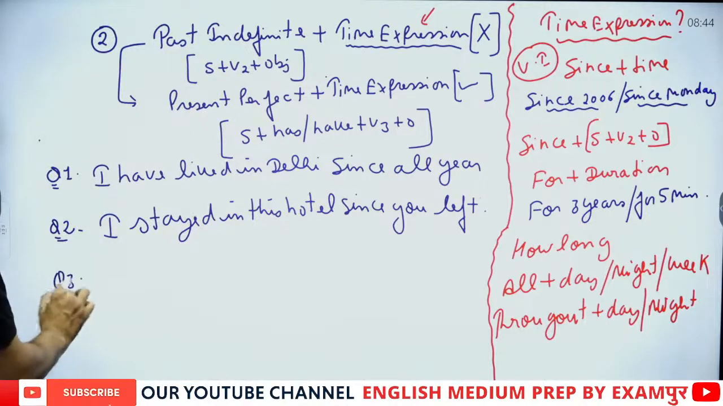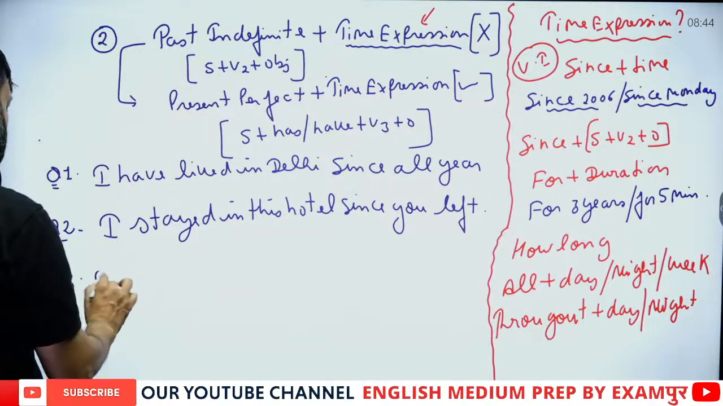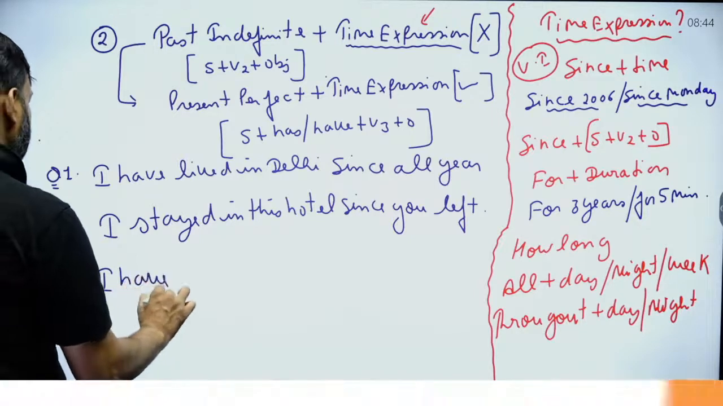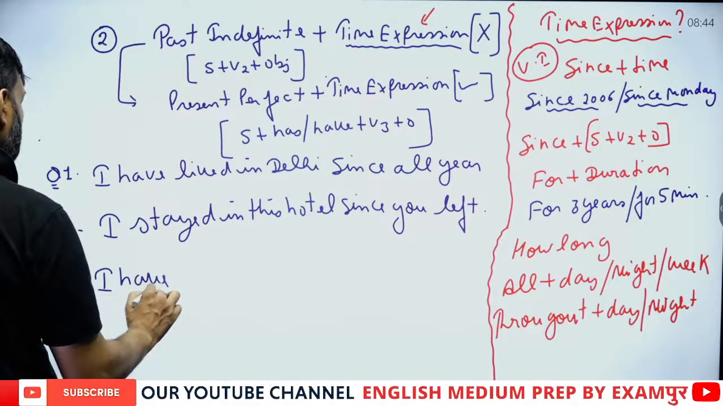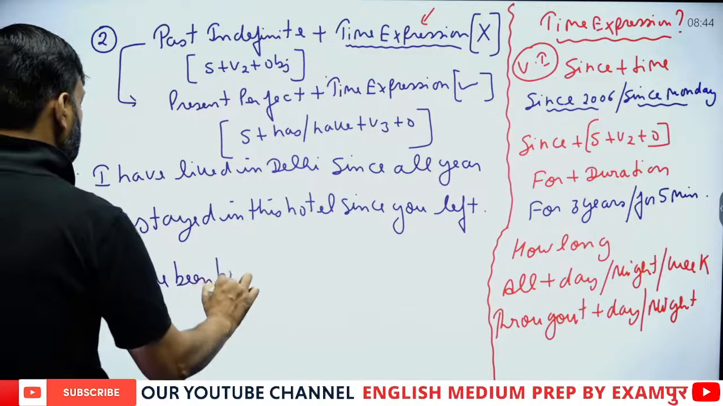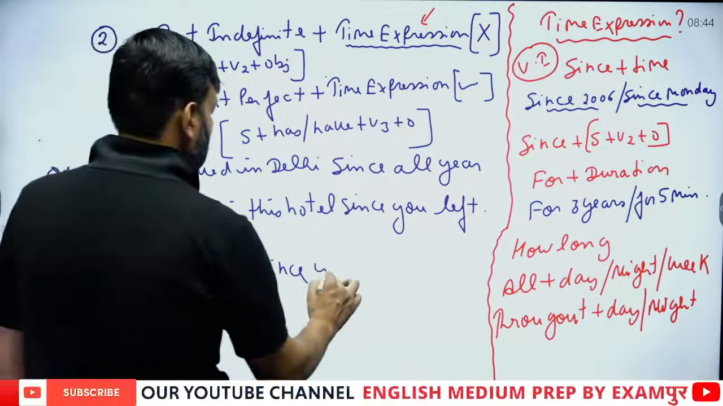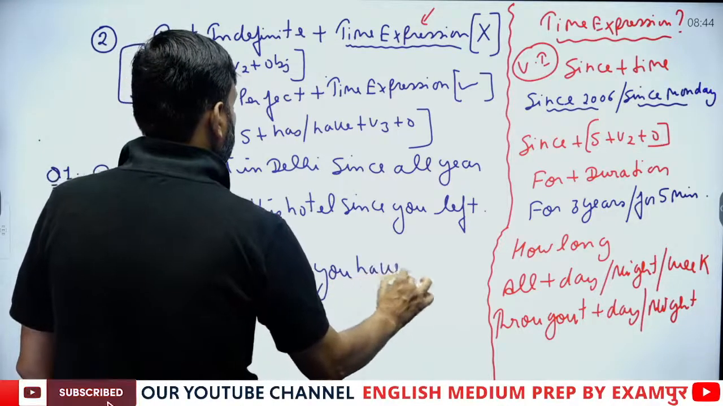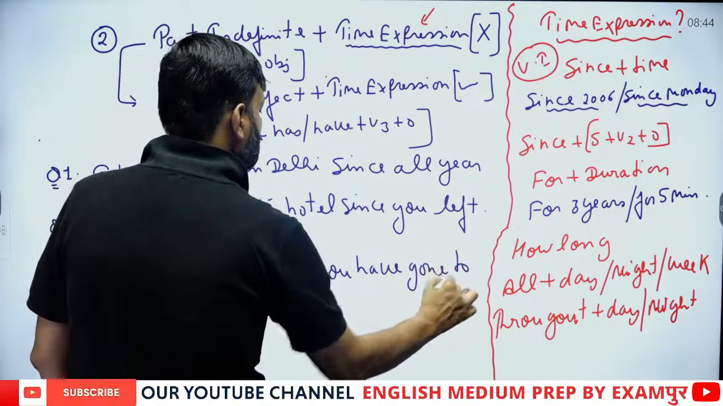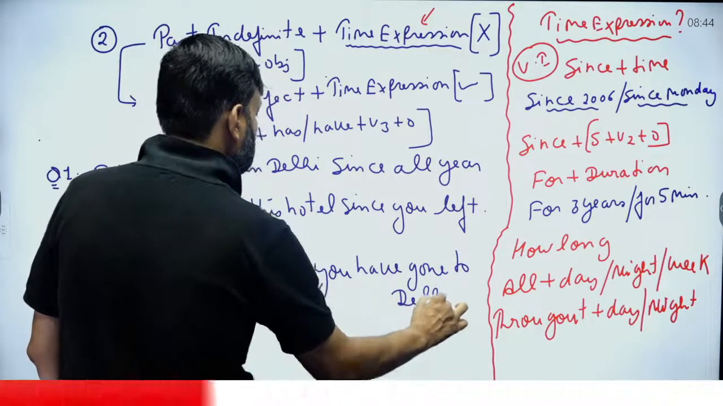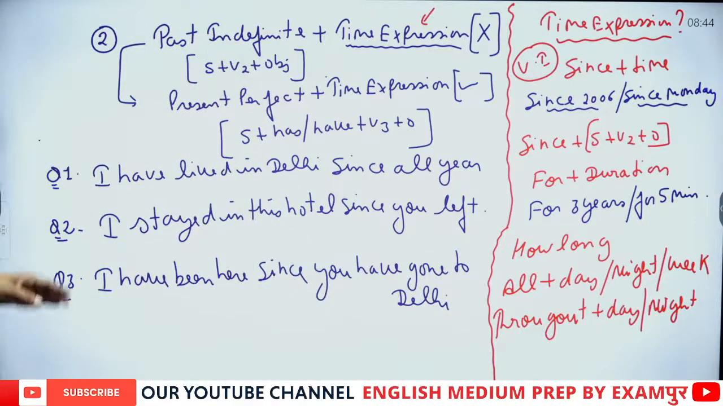Question number 3: I have been here since you have gone to Delhi. Now, check all 3 sentences and tell me if there is any error.